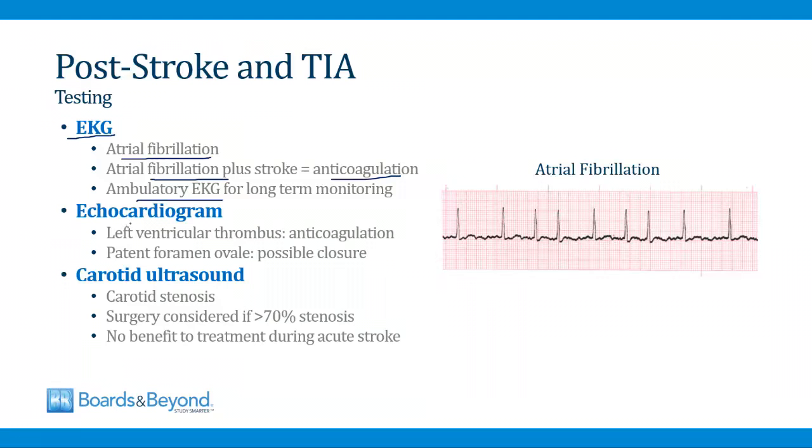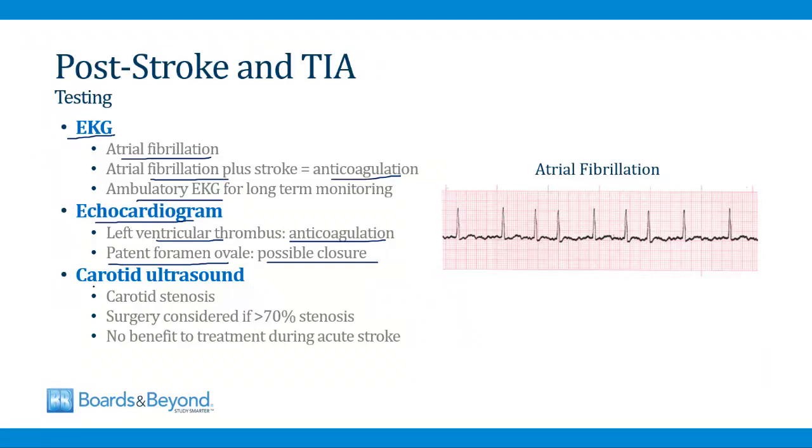The second important test to do is an echocardiogram. That's because if it shows a left ventricular thrombus, the patient would need anticoagulation. In addition, many patients with strokes have a patent foramen ovale, and in some cases, those are closed surgically if it's thought that the patient's stroke was caused by a venous clot that broke off and crossed the PFO to enter the arterial circulation and reach the brain.